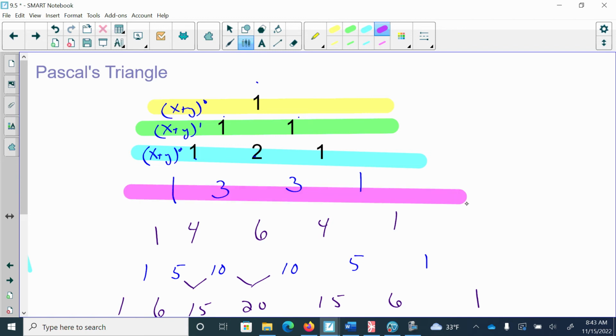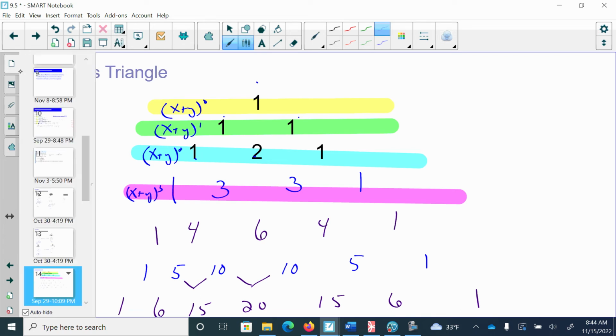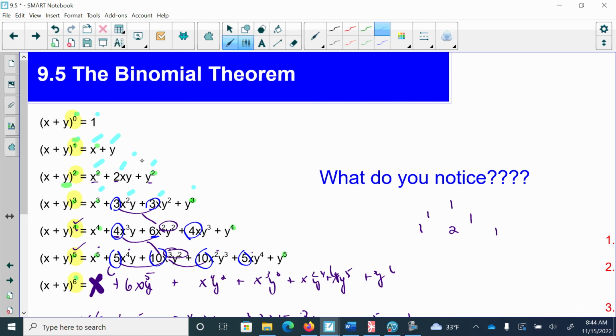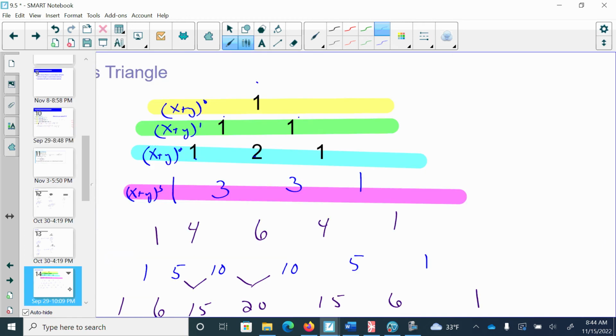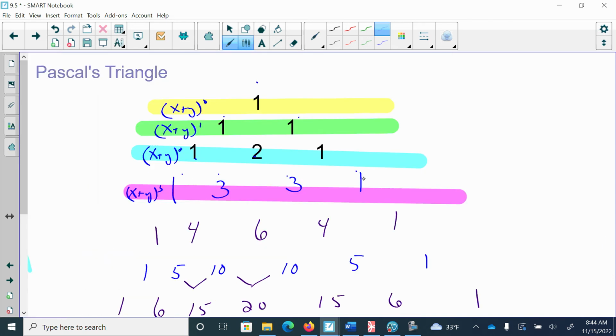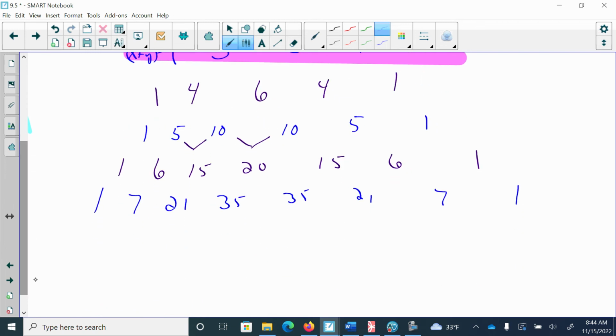cycling through here, and so if I have x plus y to the third, these are going to be my coefficients. And if I go all the way back to that very first slide, when I had x plus y to the third, you'll notice that I had the 1, 3, 3, 1. And that's exactly what I get here. The 1, 3, 3, 1. When I did the 6, I had 1, 6, 15, 20, 15, 6, 1. And that's how I got it. I'm using Pascal's triangle.